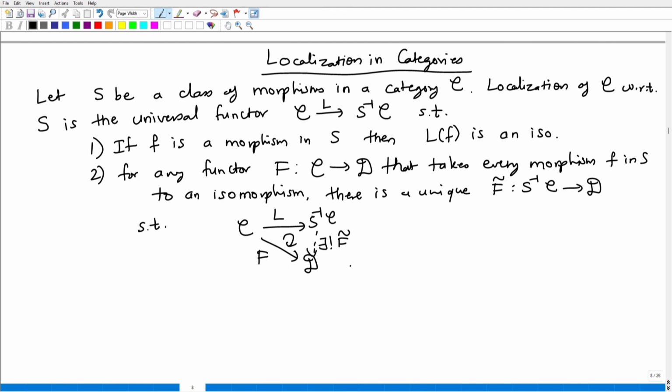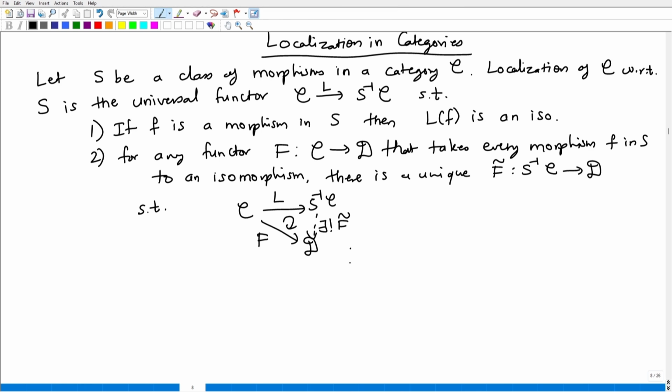So, what did we start with? We started with a collection of morphisms which we want to invert. Now, let us look at one particular example, then you will understand that there are ramifications of this. It's not automatic.